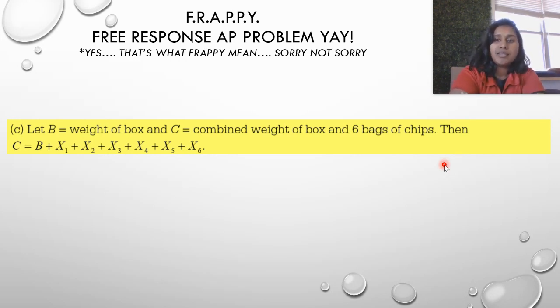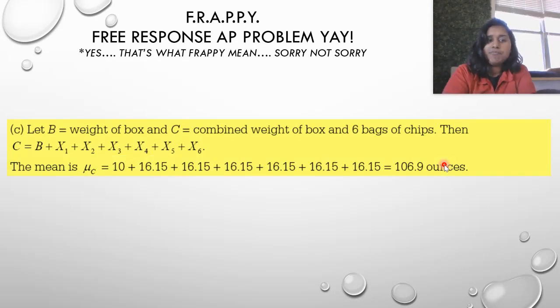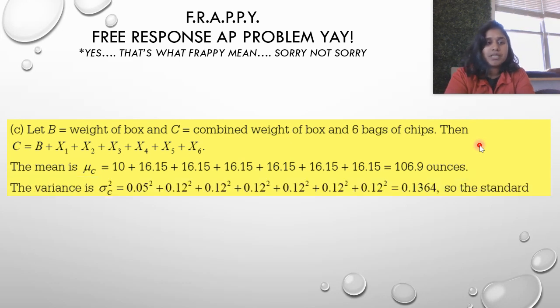So we end up with the total weight being equal to the weight of the original box plus the weight of the 6 bags. Doesn't that make sense? That's nice and easy. So we plug that number in. The mean value would be 10 plus 16.5 plus 16.5 plus 16.5, et cetera. That's it. So I end up with 106.9 ounces. Pretty easy. Let's move on.